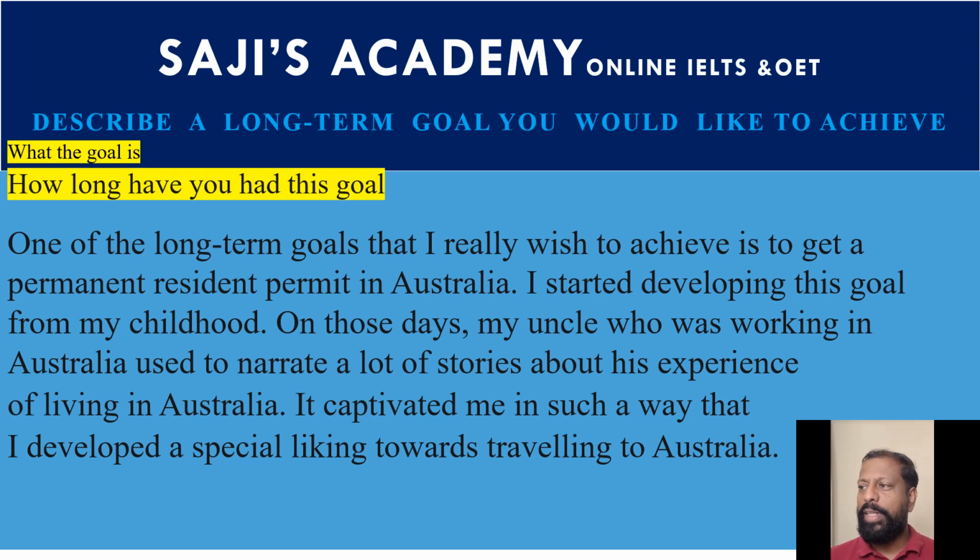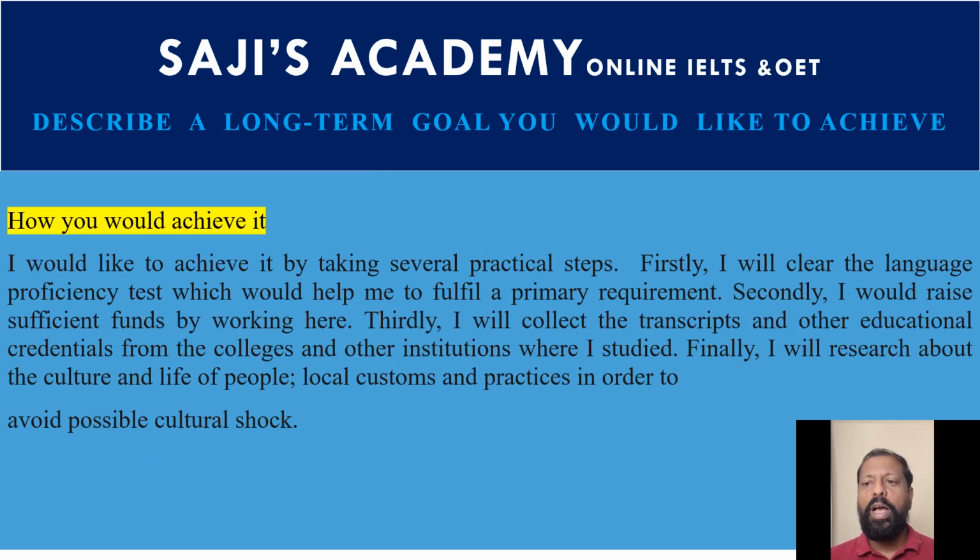Now let's look at the next bullet point. How do you achieve it? So here we are going to tell the examiner what are the practical ways with which I am going to achieve this particular goal. You have to take some practical steps in order to achieve this goal. Let's think about some very simple, at the same time very relevant points here.